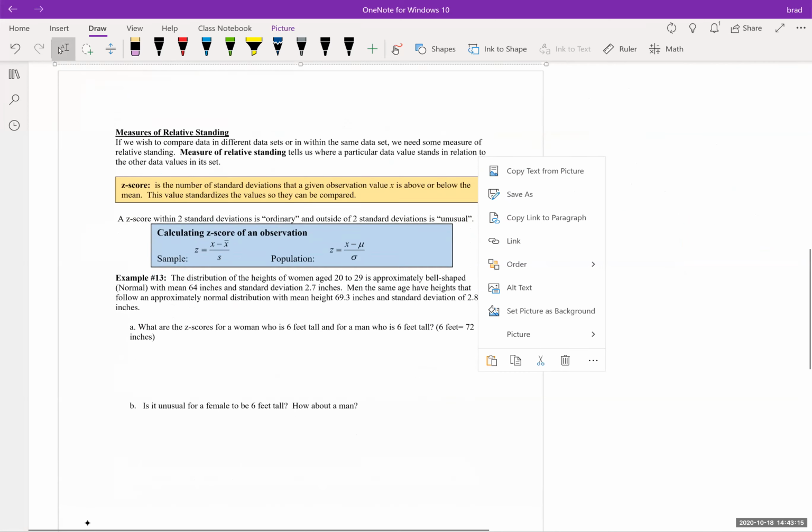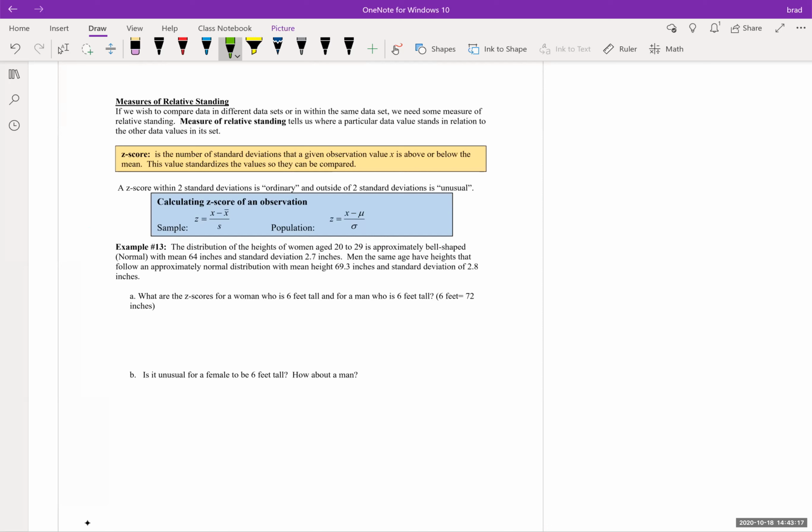Okay, I just wanted to give you guys a little bit more practice with this. Now here's a problem. Don't worry about example 13, this is just called an example.